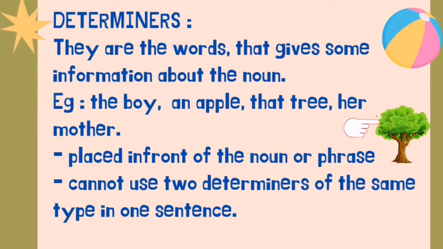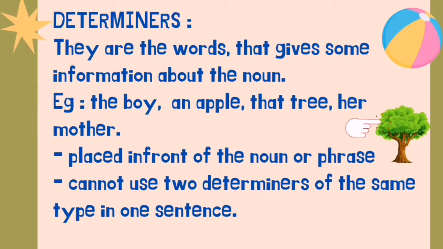Okay. So what are determiners? So they are the words that give some information about the noun. You know what are nouns? Yes. So nouns are things, place or person. So determiners, what it will do is it will give an information about the noun. For example, the boy, an apple, that tree, her mother. So here the determiners are the, an, that, her.